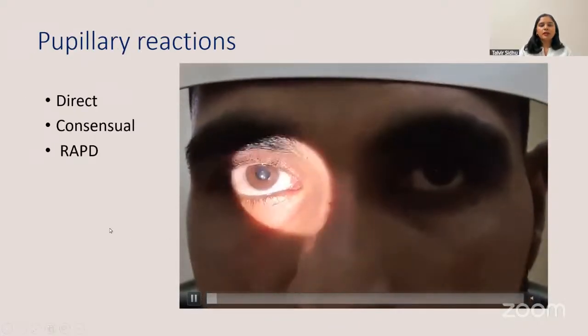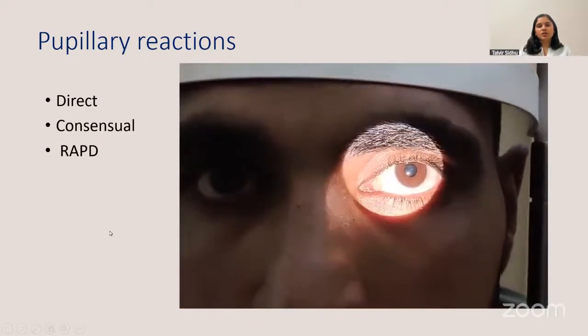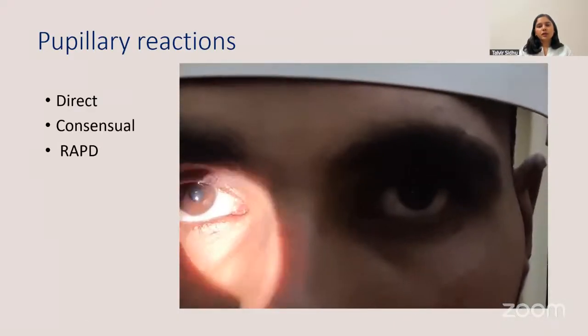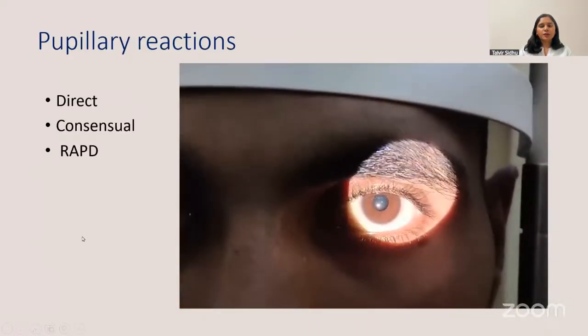And then coming down to pupillary reactions. It is important that you do this in dark room and you check direct and consensual reaction. This is a video showing swinging torchlight test, and there is a RAPD in the left eye of the patient.